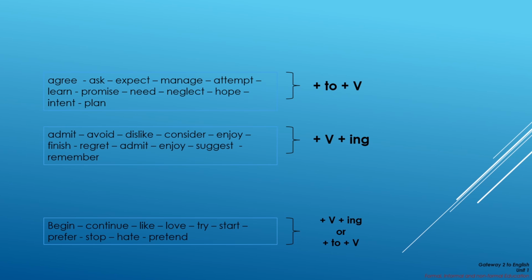The second list we have here, admit, avoid, dislike. They should be followed by verb plus ing, or in other words, they can be followed by the gerund. And the third type we have of these verbs, like begin, continue, like, love. So when you form a sentence with these verbs, you can either use them with the verb plus ing, or you can use them with the full infinitive.